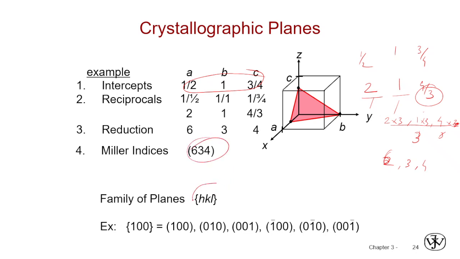And then these are the family of planes. So if we take this 1, 0, 0 plane, all of these possibilities that you see over here, 1 0 0, 0 1 0, 0 0 1, then negative, all of these will look exactly similar to each other. Let's draw it.